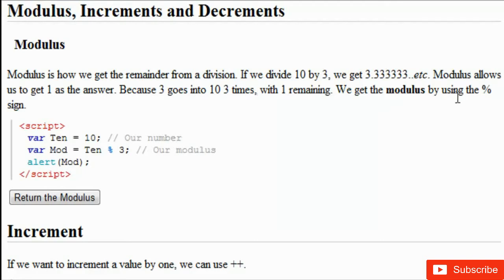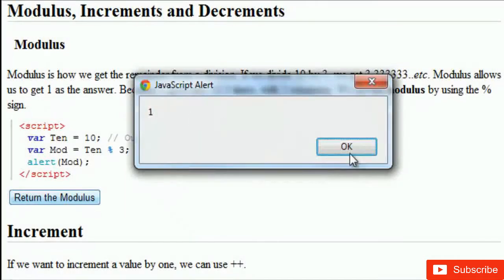And how we get the modulus is by using the percent sign. So first we have variable 10 is equal to 10, and then mod, and that's just short for modulus, is 10, which is our number here, percent sign, which is modulus, 3. And if we want to return the modulus, well, modulus is 1.